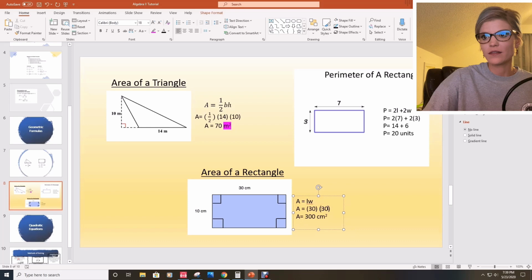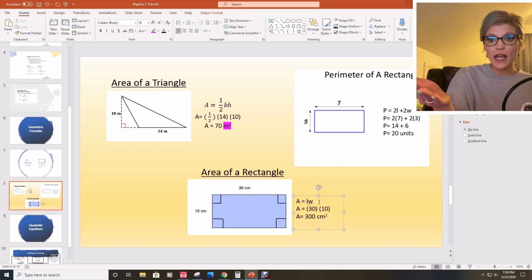Yeah, I did it backwards. Let me fix that. But what property is that? Commutative, associative. That when you multiply, it doesn't matter which way they go. But I want to make sure that I'm following it exactly. So we've got our area of a rectangle. We have length times width. 30 times 10. 30 times 10 is 300. The area of this rectangle is 300 centimeters squared. Don't forget that squared, and they gave us a unit, so don't forget to put that centimeters in there.